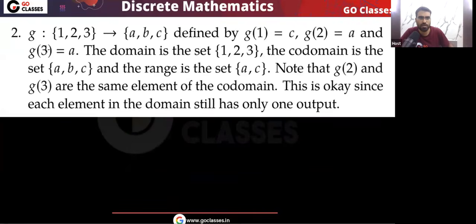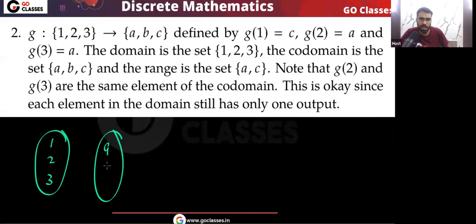Okay, let's move on. Let's see this. First of all, is this structure a function? This structure g from the set {1, 2, 3} to the set {a, b, c} is defined by g(1) is c, g(2) is a, g(3) is a. Is this a function? Yes, this is a function, very simple. What is the range of this function? You can notice the domain is {1, 2, 3} and the codomain is {a, b, c}. And what is the range of this function?